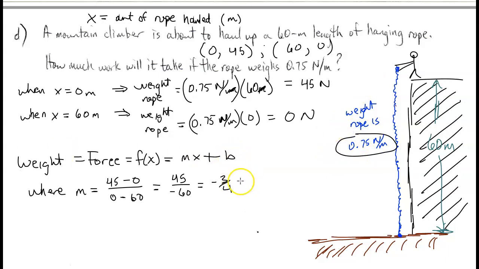So now that we know that we have this particular rate, then of course my force function here can be simply modeled as a minus 0.75x plus, and since by definition this is a y-intercept, I can make that be 45.